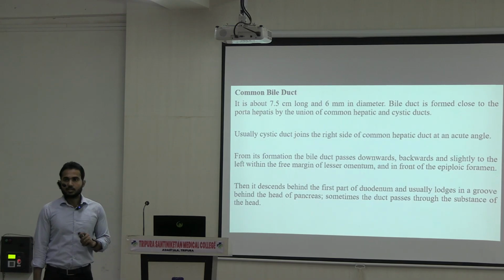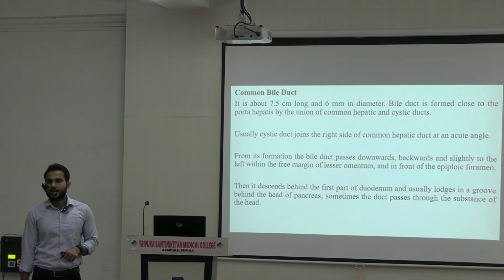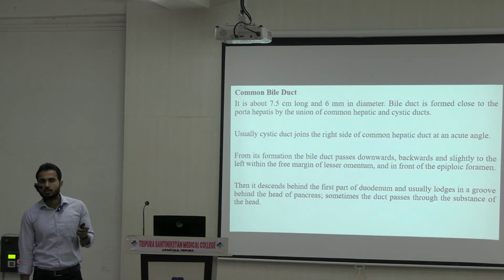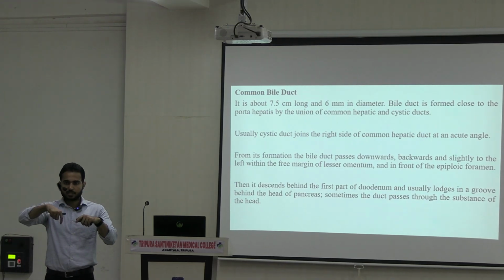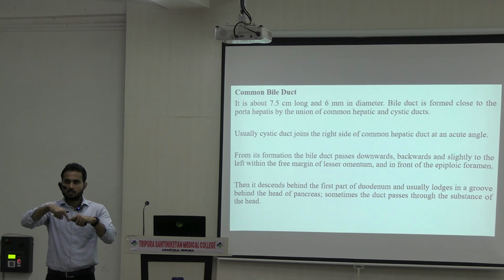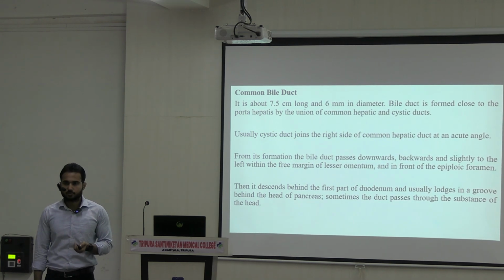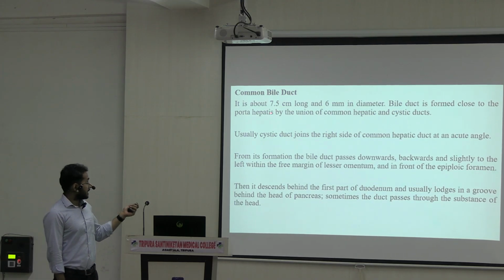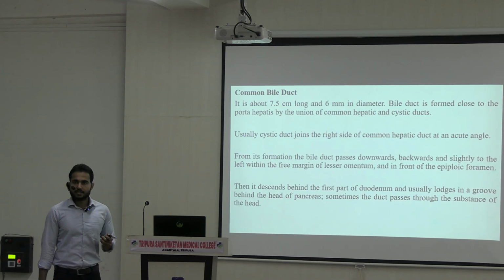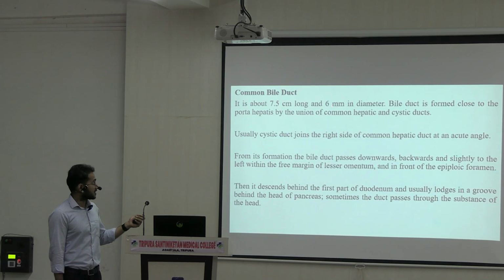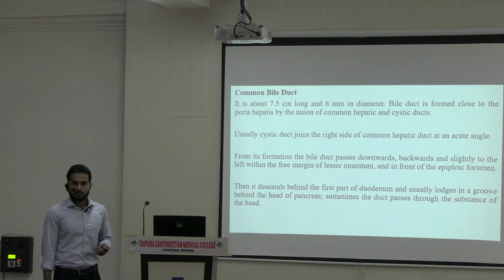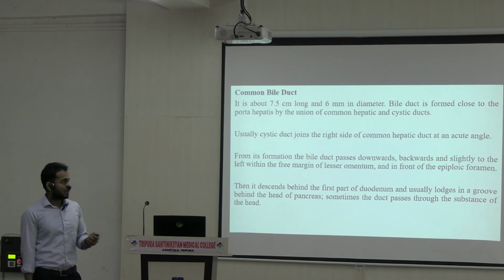Next, the largest one, that is the common bile duct, also called as CBD. So if you see how it is formed, the common bile duct is formed by the union of cystic duct and common hepatic duct at an acute angle. Now it is approximately 7 to 8 centimeter in length, and diameter is 6 millimeter. That is the dimension of the duct.